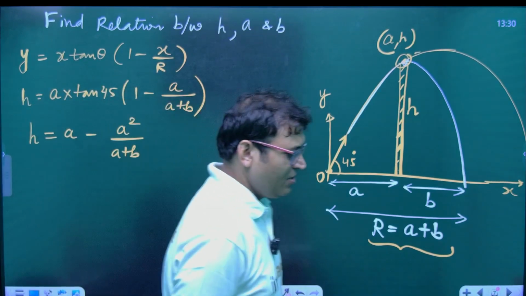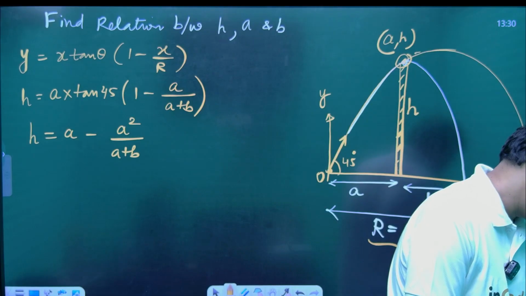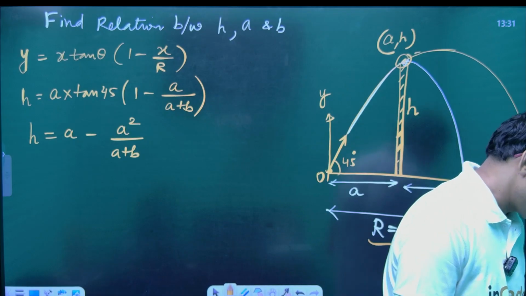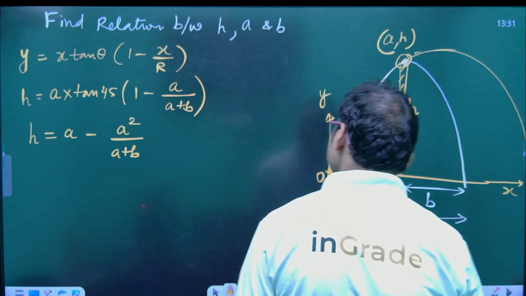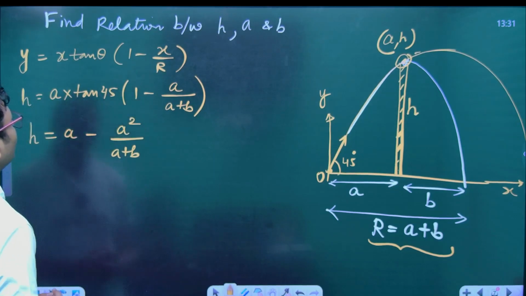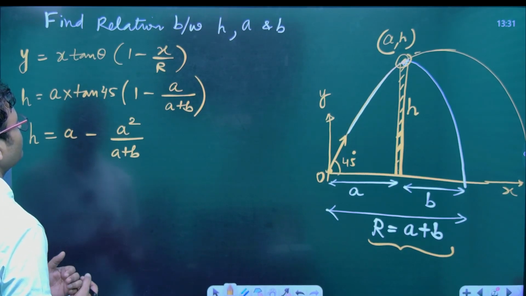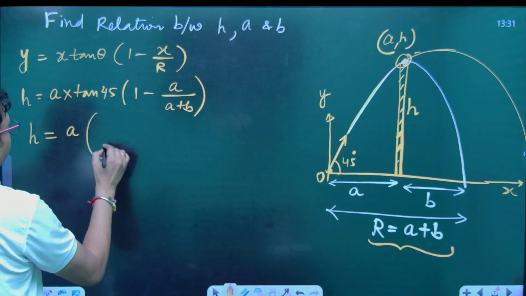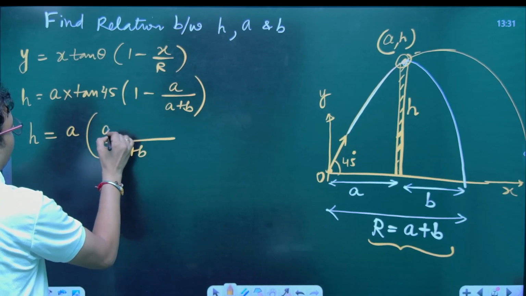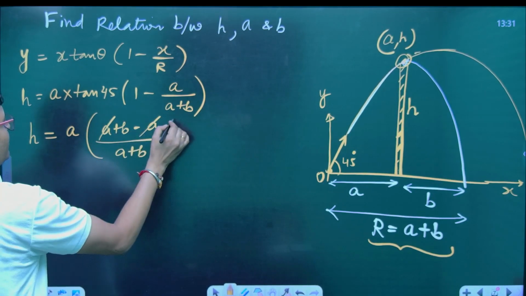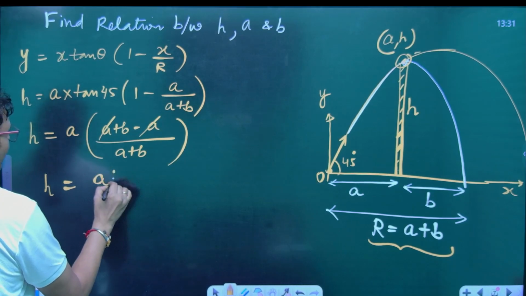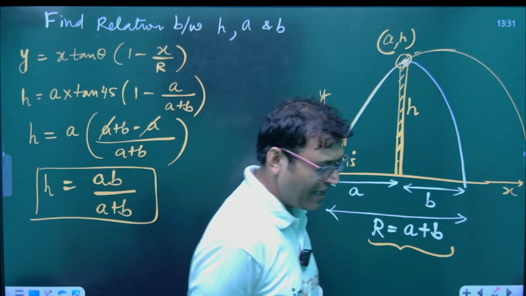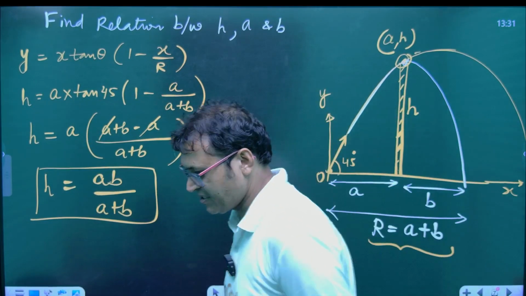This is how we can find the relation. Or we can write it as A (A plus B) minus A square upon A plus B, with A square and minus A square getting cancelled out. So H is equal to A into B upon A plus B. This is the relation between H, A and B using the equation of trajectory.